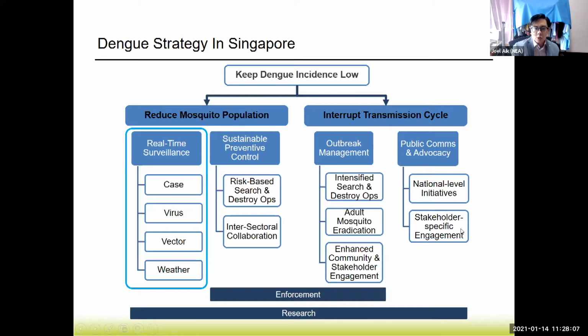And lastly, of course, we have to enhance public communications and advocacy by carrying out national level initiatives and stakeholder specific engagement. Now, what I really wanted to focus on for this particular slide is the first pillar, which is real-time surveillance. Now, real-time surveillance in Singapore can be broken down into four key components. We collect information on dengue cases, the virus, the vector, which is the Aedes mosquito, as well as monitoring weather patterns.